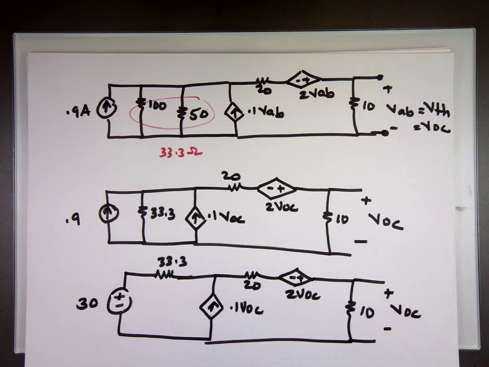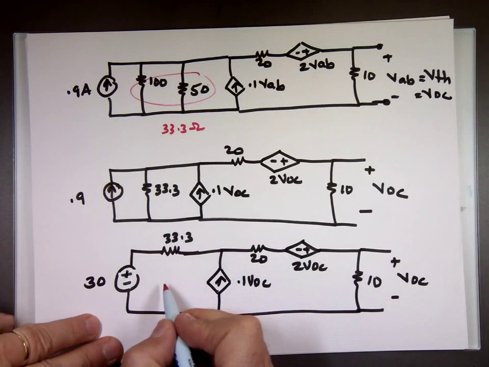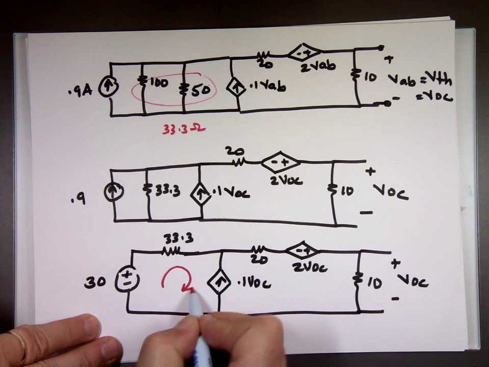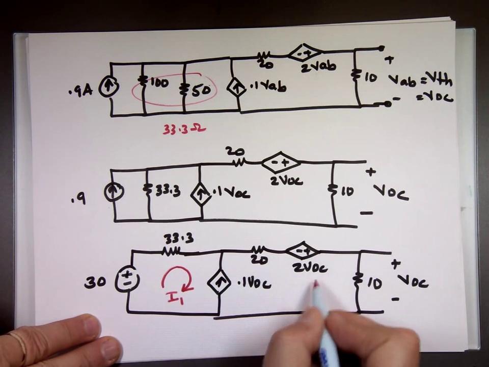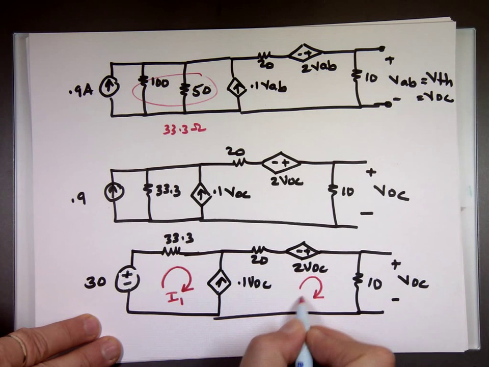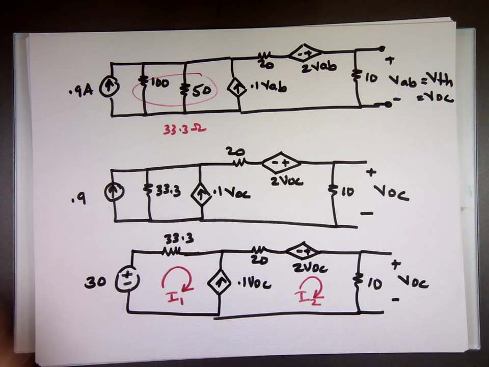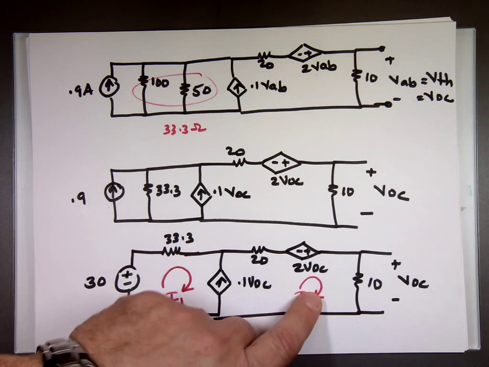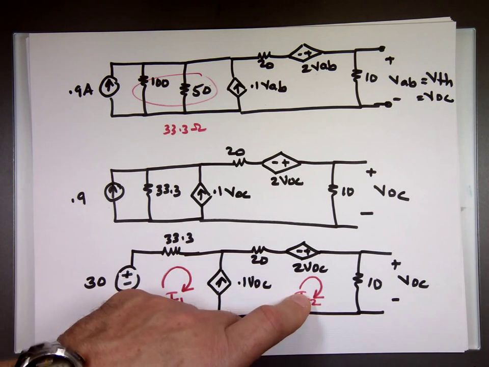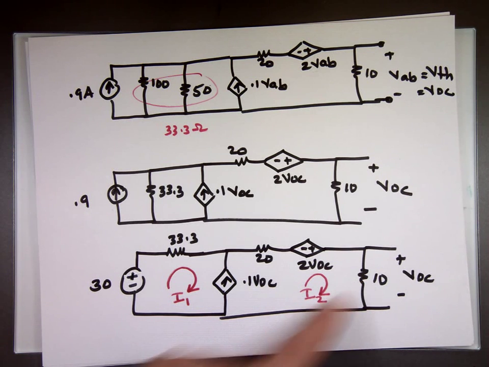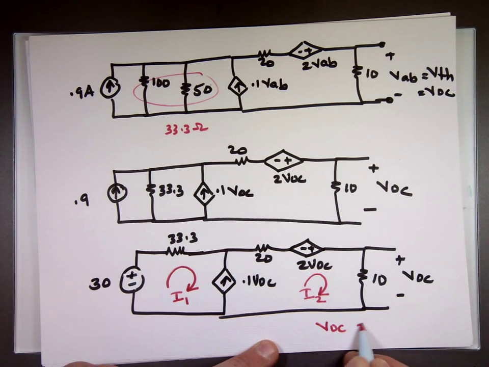Now we can do mesh analysis. We can assign current going this way, we'll call it I sub 1. We can assign current going this way, we'll call it I sub 2. We write two equations by two unknowns. Solve for I sub 2. If you know I sub 2, you know V open circuit: 10 times that number. So my V open circuit is 10 times I sub 2. If I know what I sub 2 is, I am done.